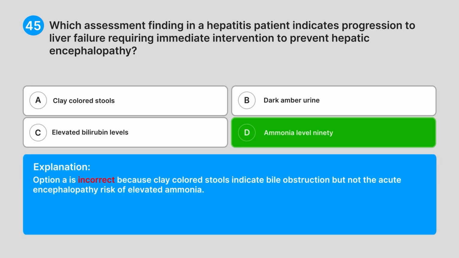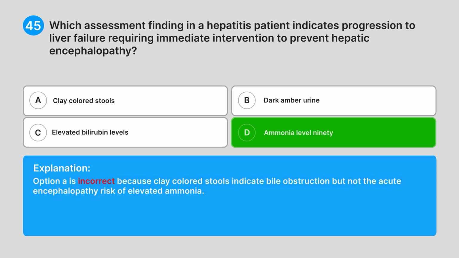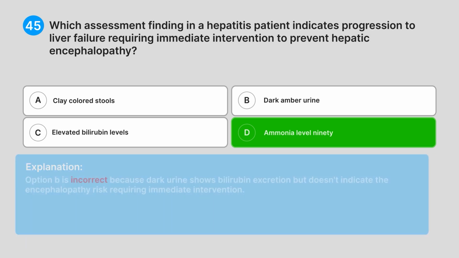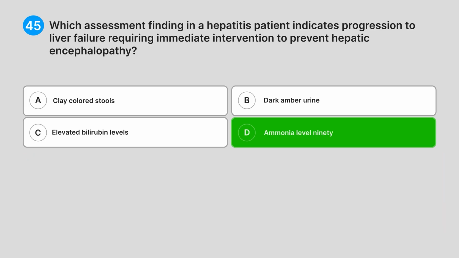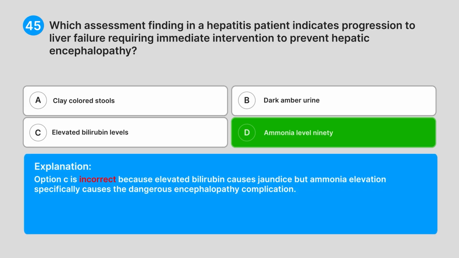Option A is incorrect because clay-coloured stools indicate bile obstruction, but not the acute encephalopathy risk of elevated ammonia. Option B is incorrect because dark urine shows bilirubin excretion, but doesn't indicate the encephalopathy risk requiring immediate intervention. Option C is incorrect because elevated bilirubin causes jaundice, but ammonia elevation specifically causes the dangerous encephalopathy complication.